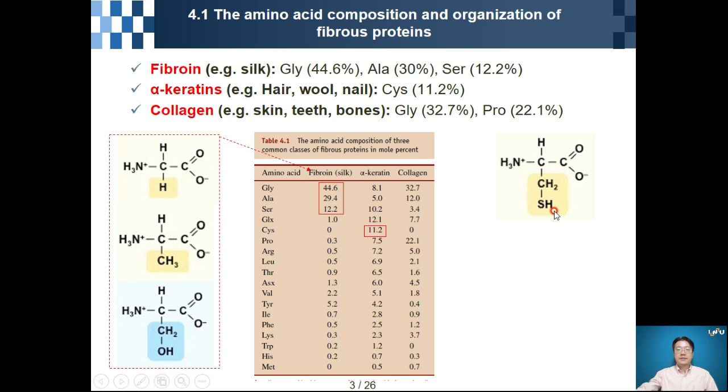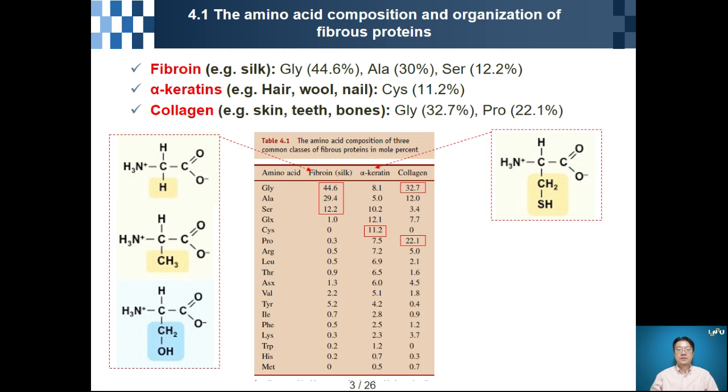This is the very big characteristic of alpha keratin: a higher percentage of cysteine. How about collagen? If you see here, glycine is 32.7%, and alanine is about 12%. And how about proline? In fibroin, the proline percentage is only 0.3%, but in alpha keratin it is 7.5%. In collagen, the proline is around 22.1%. They show a higher percentage.